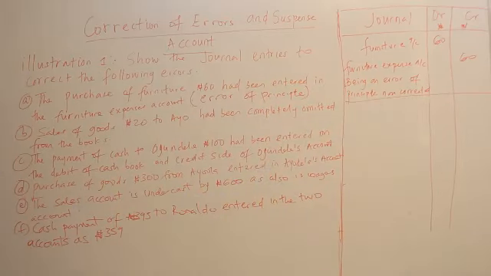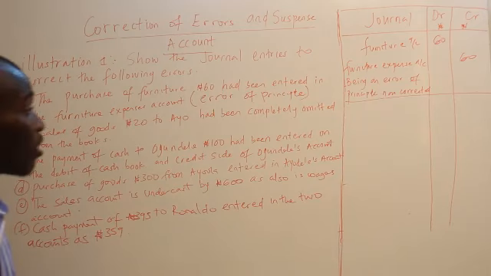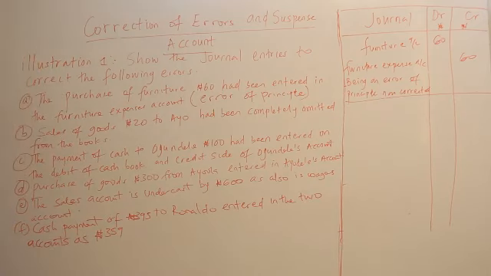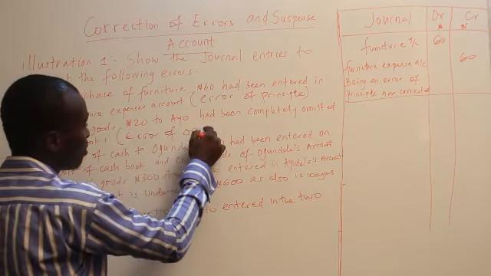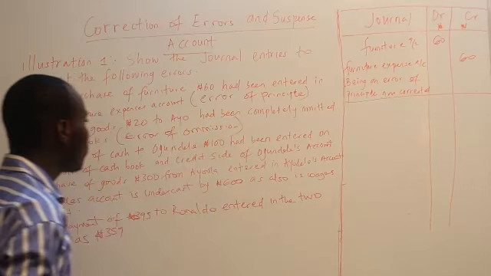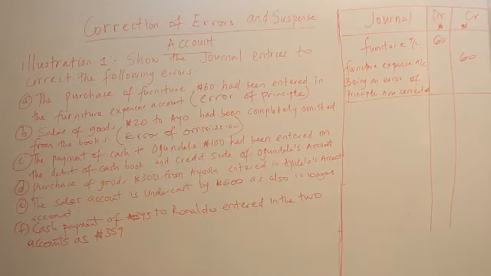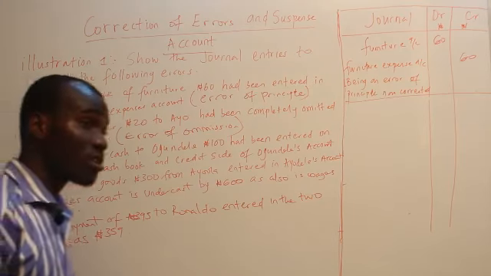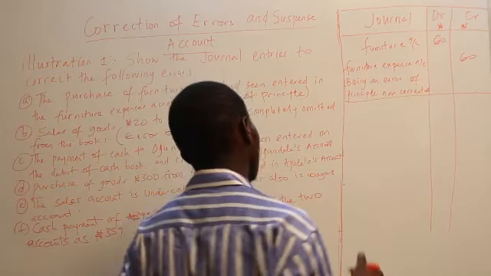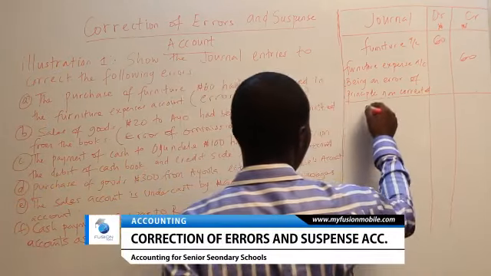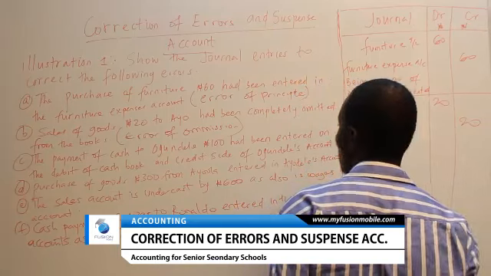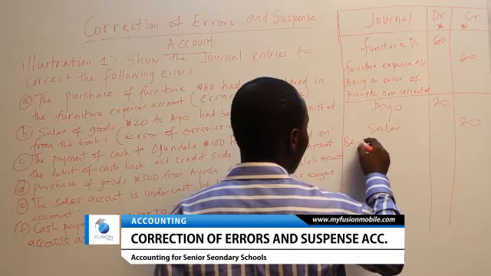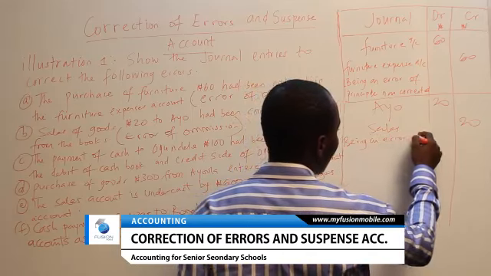So next transaction, we have sales of goods 20 naira to Hire had been completely omitted from the books. This is an error of omission. So the sales of goods 20 naira had been completely omitted from the books. What I'm going to do is debit Hire's account, that is the amount of goods sold to Hire, and credit the sales account. This has not been entered in the books at all. So we have Hire account and sales account. We debit 20 and credit 20. So that will be narration: being an error of omission.